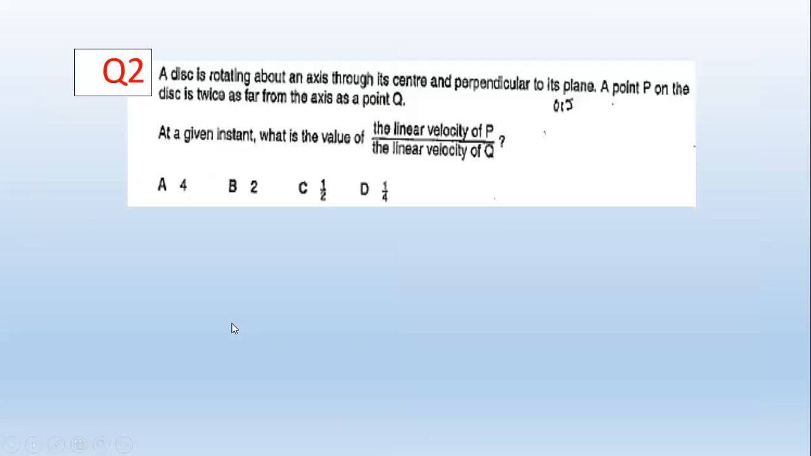Okay, how about this one? A disc is rotating about an axis through its center and perpendicular to its plane. A point P on the disc is twice as far from the axis as point Q. Imagine what is happening. At a given instant, what is the ratio of the linear velocity of P to the linear velocity of Q? Okay, what's the answer?